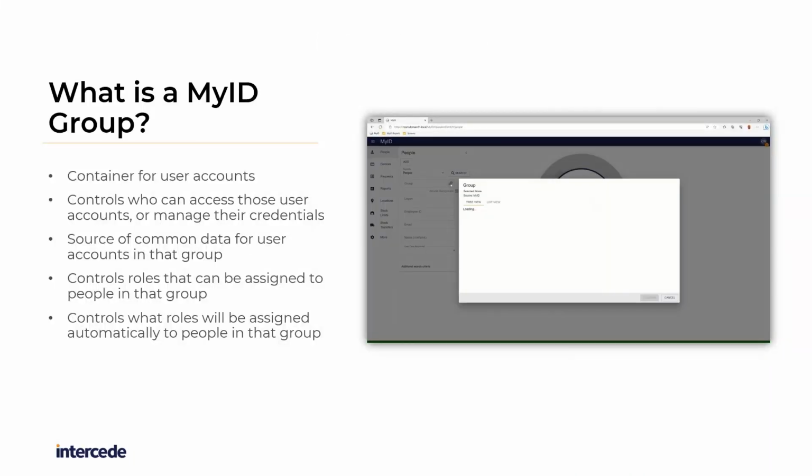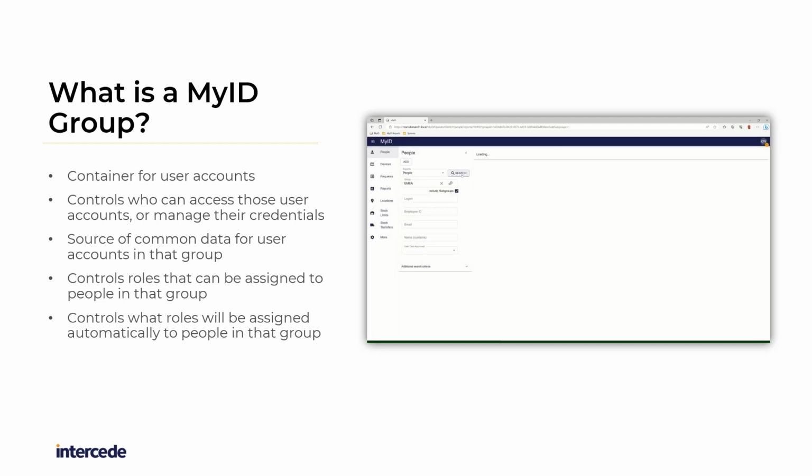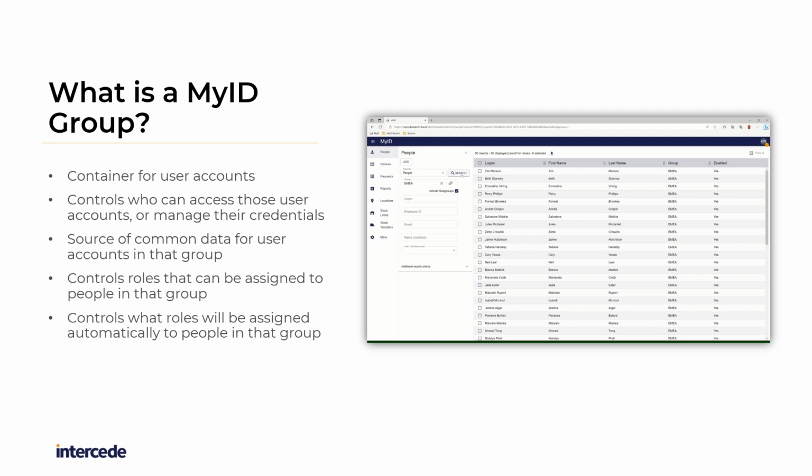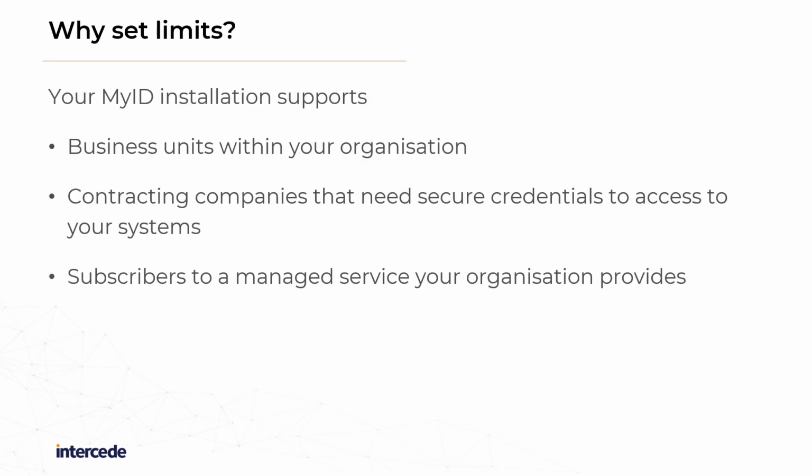In MyID, a group acts as a container for a number of user accounts and is also used to segregate those users logically, so only administrators for that group can access each user account and their credentials. Some of Interseed's customers use MyID in situations where there is a need to control issuance of devices with credentials per group and impose limits on them.